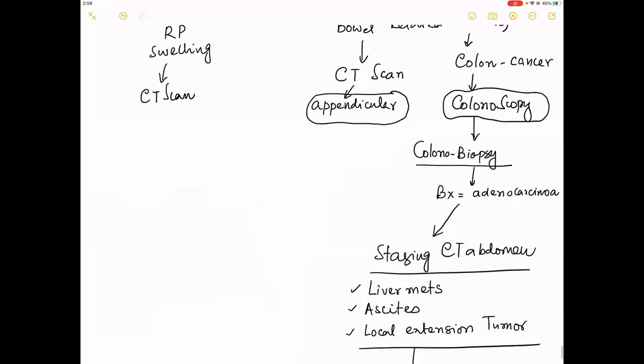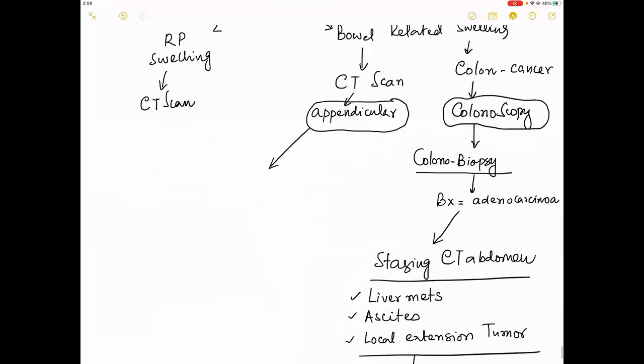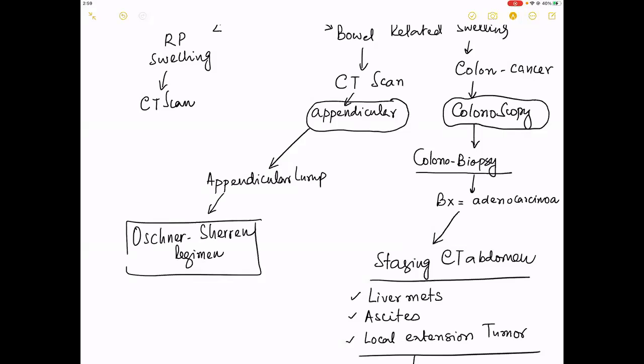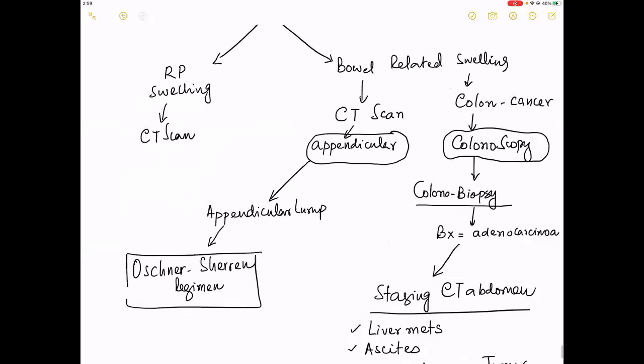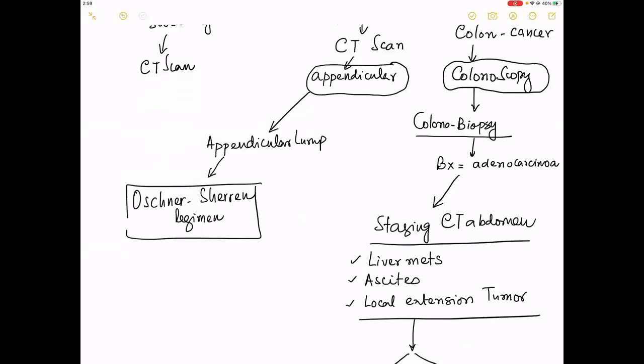Good. When you talk about appendicular lumps, please see, it is managed by a regime called the Ochsner-Sherren regime. I have given theory notes on this one. In viva also, you are asked about the same notes. This is the maximum that you are asked in right iliac fossa lump. What is your approach? Please do not say, I would like to do an FNAC, because everything spreads in the peritoneal cavity.